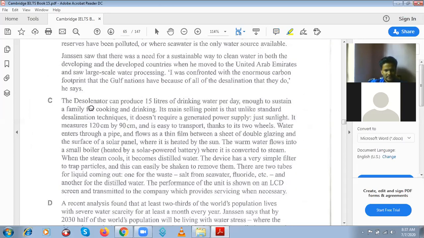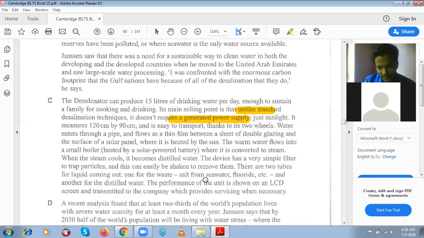The desalinator can produce 15 liters of drinking water per day. That's fine, enough to sustain a family for cooking and drinking. Its main selling point is that, unlike standard distillation techniques, it doesn't require a generated power supply. This talks about the difference: it is just sunlight. It measures 120 cm by 90 cm, and it is easy to transport thanks to its wheels. It is portable.